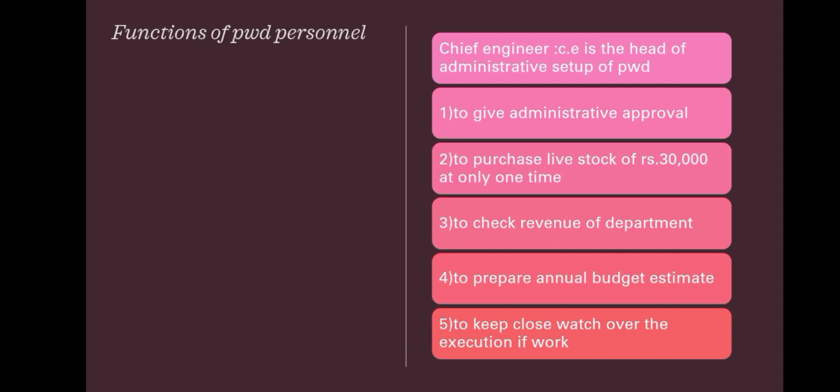The chief engineer, or CE, is the head of the administrative setup of PWD. He has some important functions. The first is to give administrative approval to the work under his control. Second, to purchase livestock of rupees 30,000 at one time. Third is to check the revenue of the department with the help of account officers. Fourth, to prepare the annual budget estimate pertaining to the work within his power. And the last one, to keep a close watch over the execution of work.